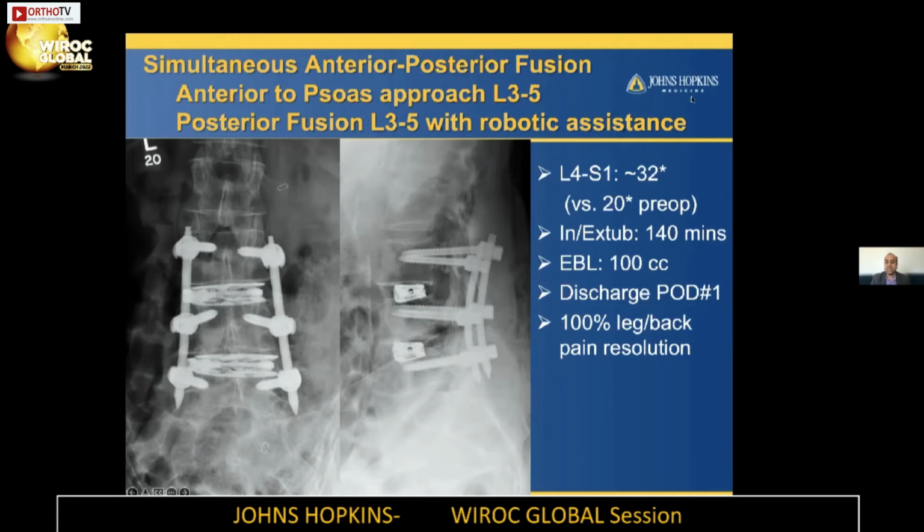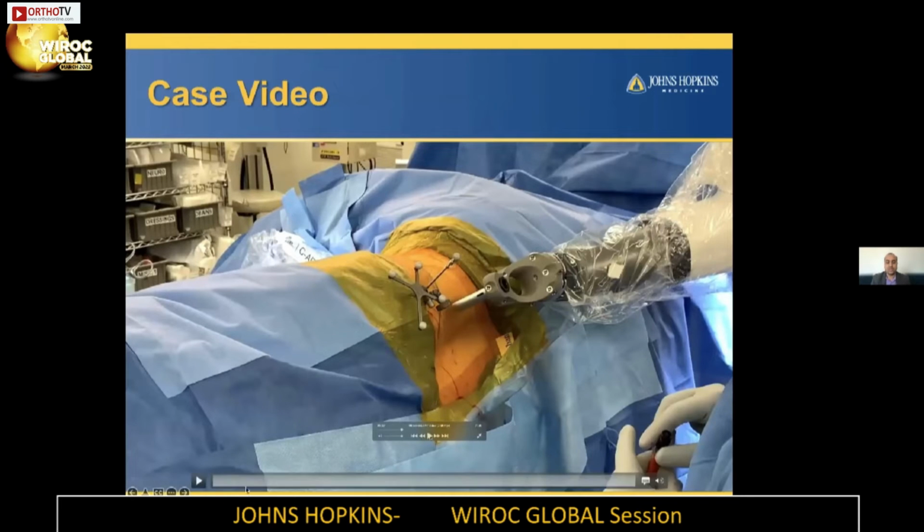Essentially what we were able to accomplish using this approach was L4 to S1 segmental lordosis of about 32 degrees. The intubation to extubation time was 140 minutes, so just over 2 hours, with less than 100 cc of EBL. The patient was able to go home on post-op day 1 and had 100% resolution of leg and back pain. And this is for those who are not familiar with how to put screws in a lateral position.